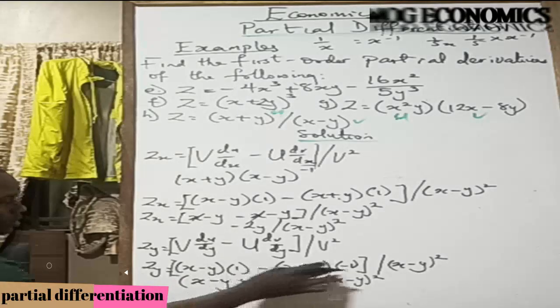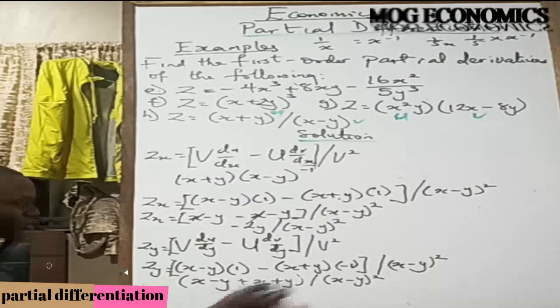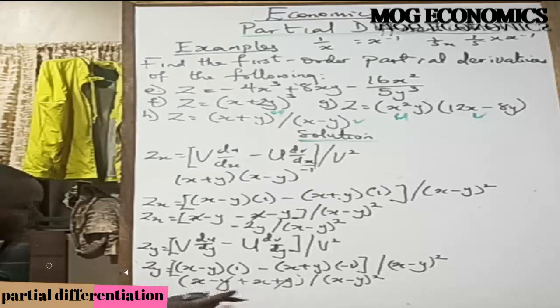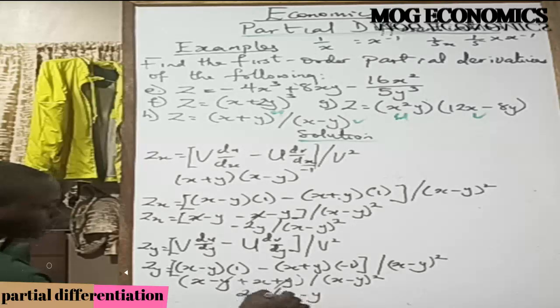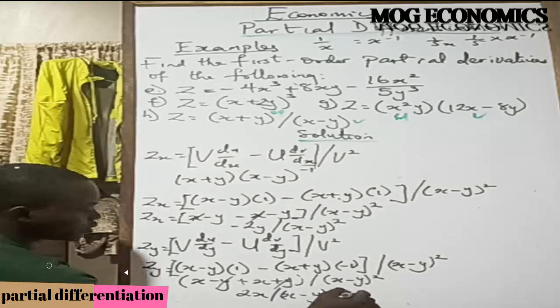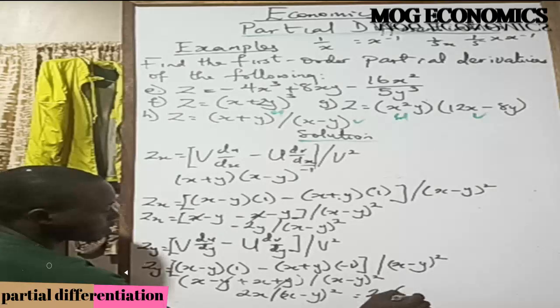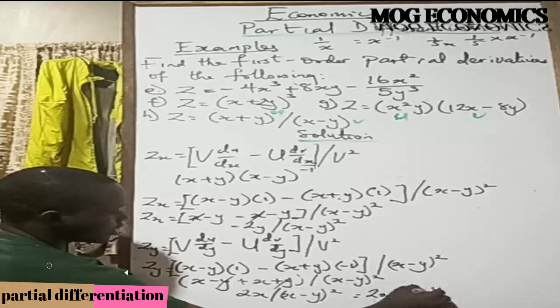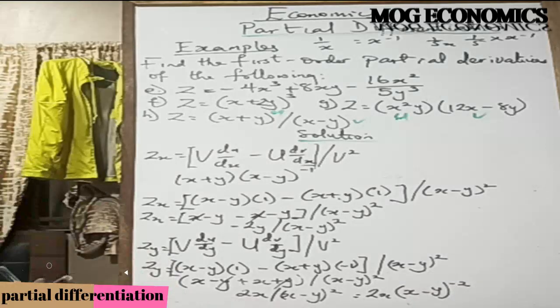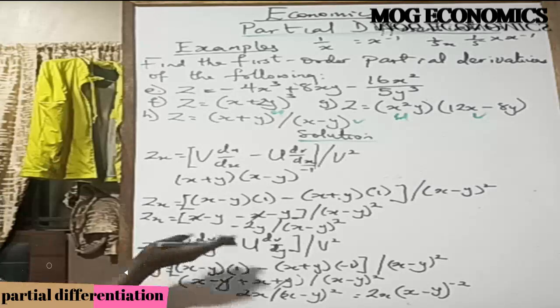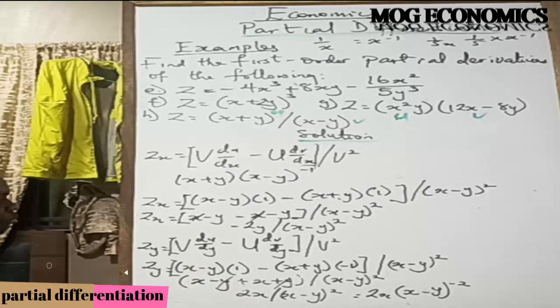Again, minus is there, so minus 1 times minus is plus 1. So plus 1 multiplied by x plus y is just x plus y back. Alright, so in this case, it is minus y that is taken away plus y. So x plus x, that's 2x, divided by x minus y squared, which can also be written as 2x into brackets x minus y raised to power minus 2. And the other one is going to be minus 2y into brackets x minus y raised to power minus 2.